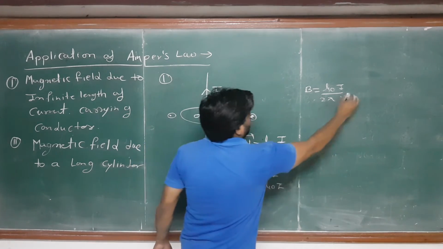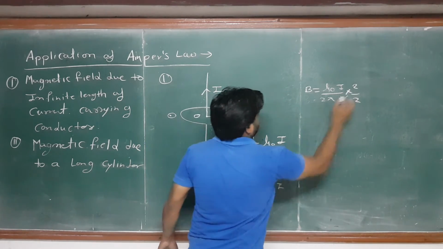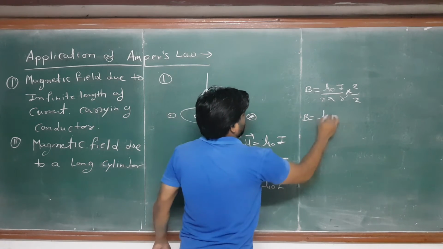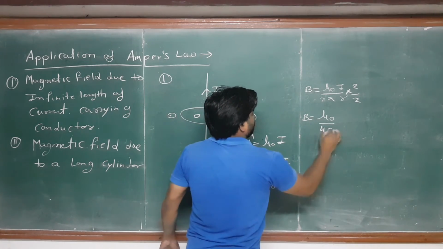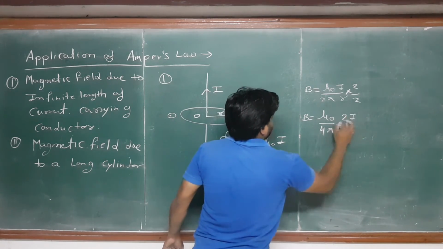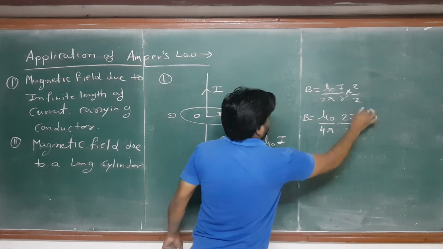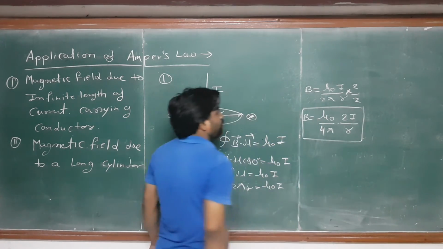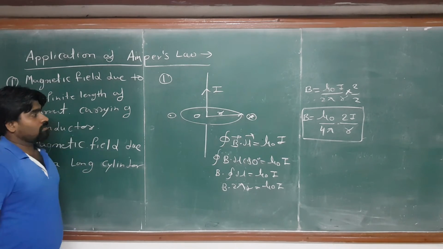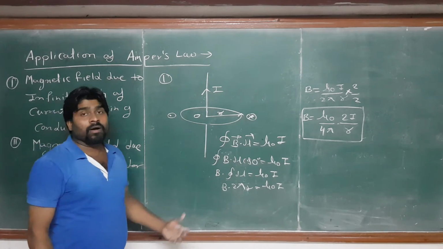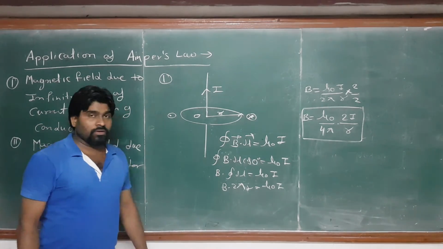Okay, you can multiply by 2 and divide by 2, so the same formula comes: mu naught by 4 pi times 2I by r. Okay, so this is the magnetic field due to this current carrying straight conductor by using Ampere's law. Note it down.